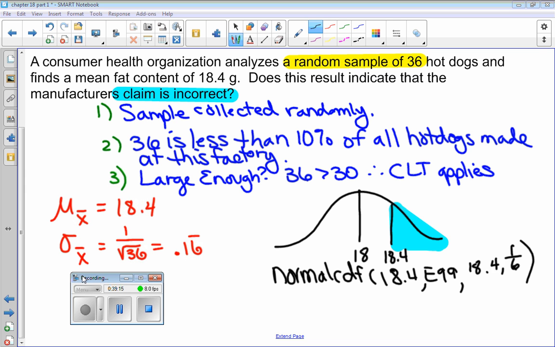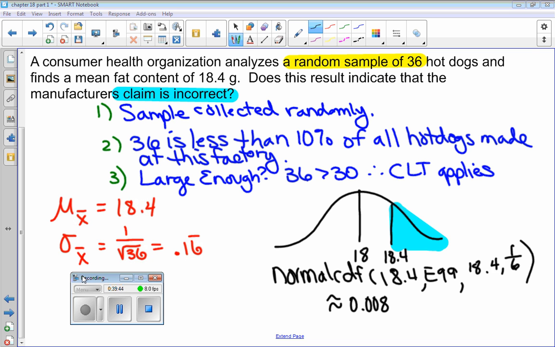So I didn't, 18, sorry. And then we had 1/6. 18 is the mean. That was the claim. 18.4 is what we found. That's our sample. All right, and we got 0.008. What does this mean?